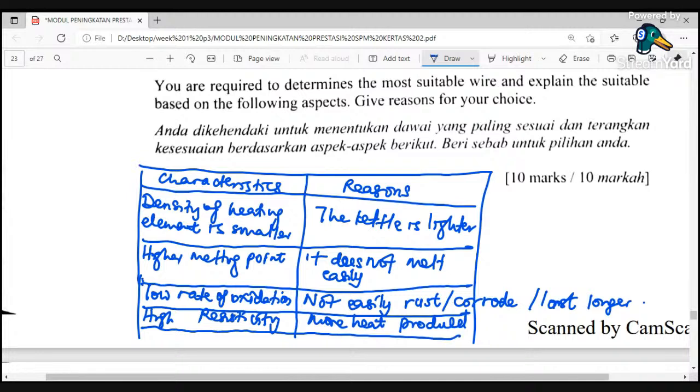Jadi apa yang you pilih tadi? Boleh sambung lah M is chosen. Reason, tulis semula yang left side. Tulis sini. Okay. So ini adalah cara untuk tulis bagi soalan section B.